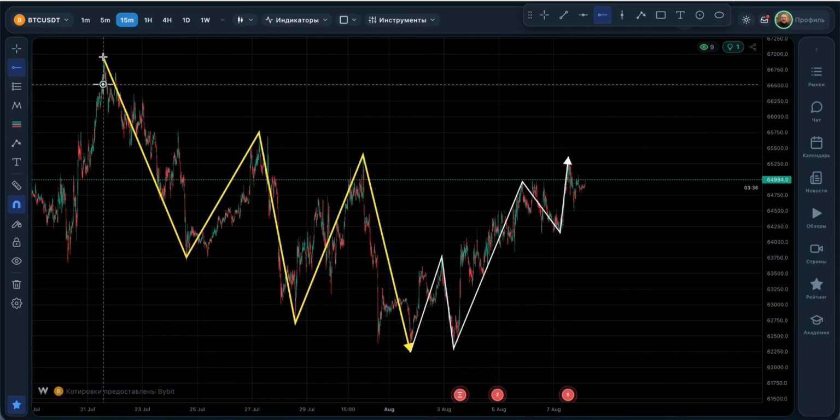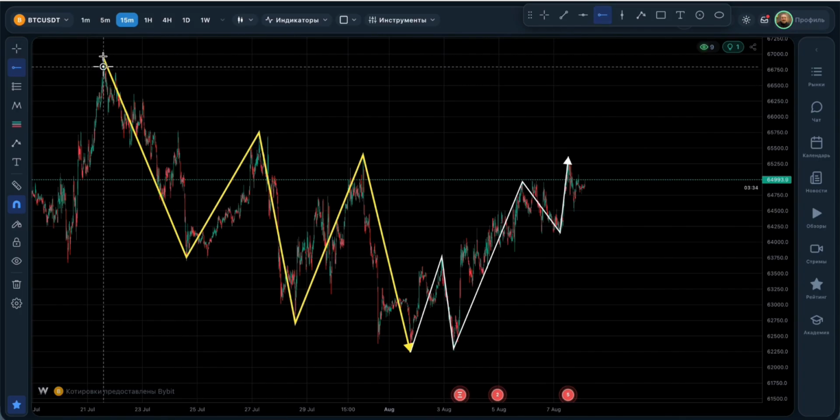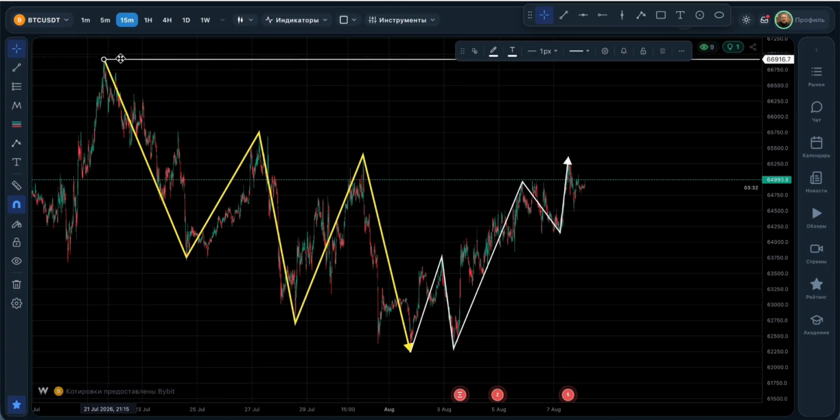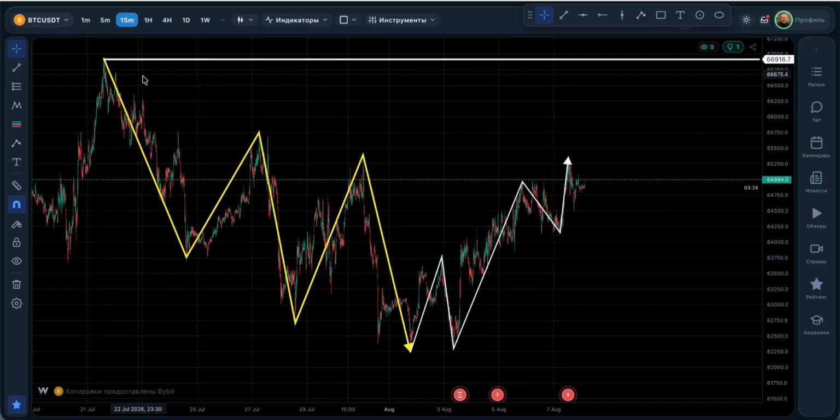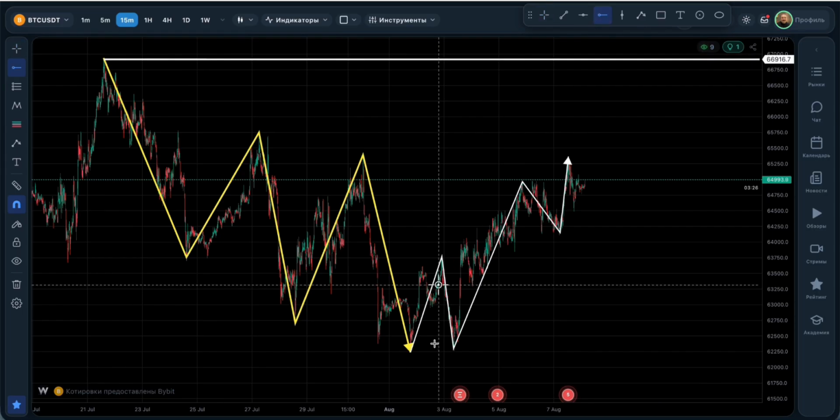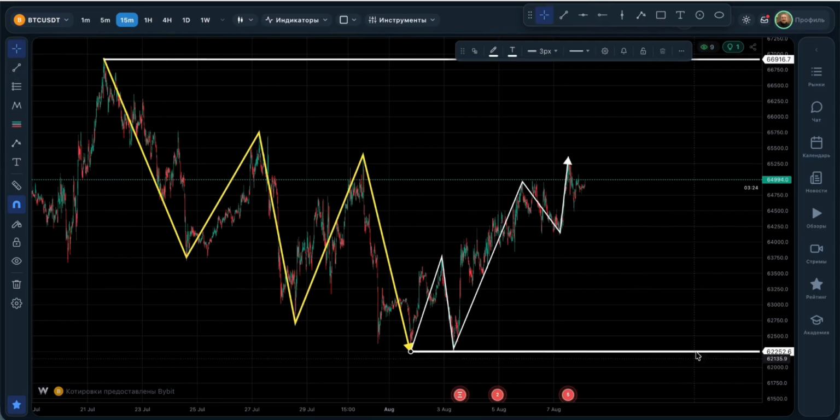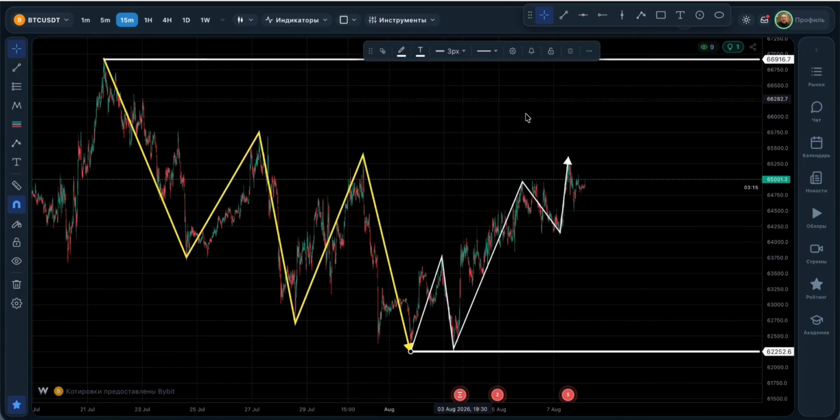Let's mark the most important levels for the entire price range we were talking about. This level here. This is the beginning of the previous movement. This is the end of the previous movement. The marks are 62,252 and 66,916. Great. That's clear to us.